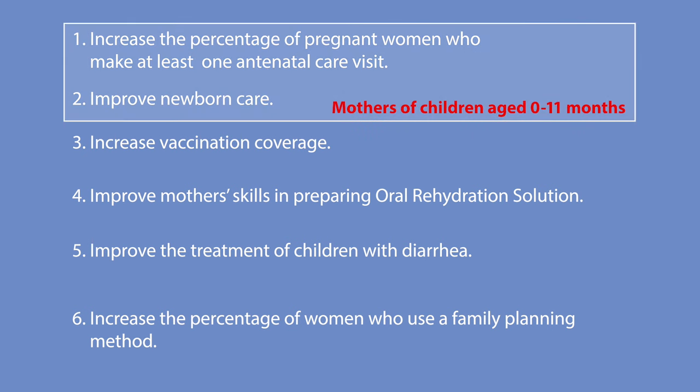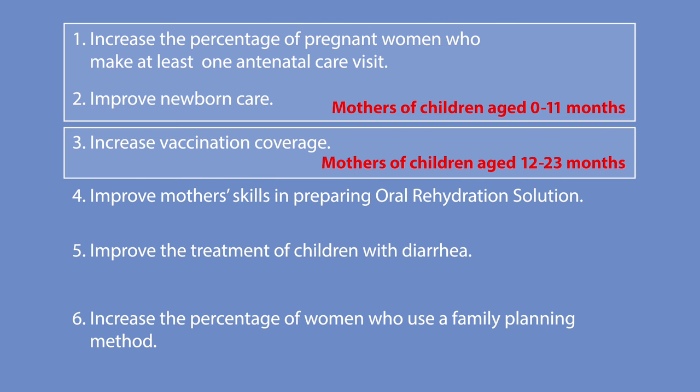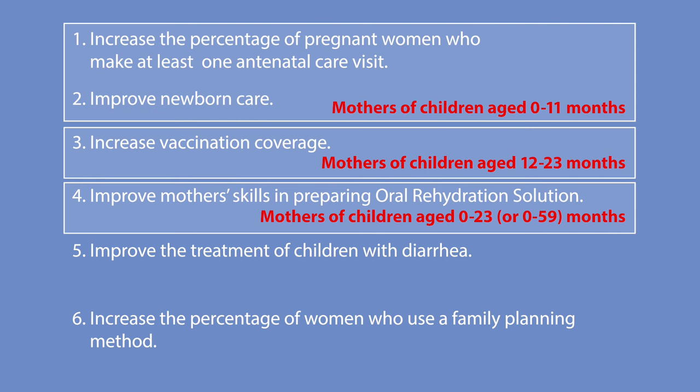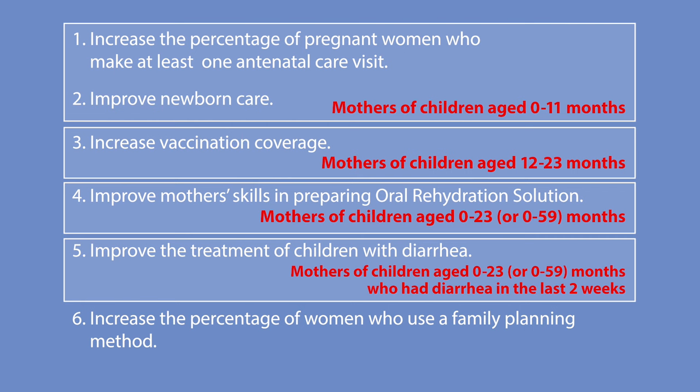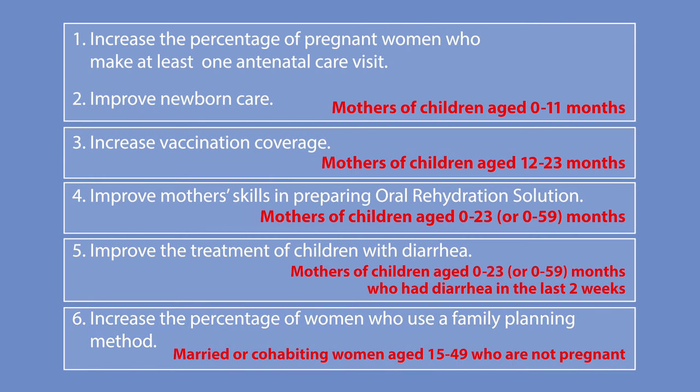Mothers of children aged 0 to 11 months to assess the first 2 interventions. Mothers of children aged 12 to 23 months to assess vaccination coverage. Mothers of children 0 to 23 months or 0 to 59 months of age to assess their competency in preparing oral rehydration solution. Mothers of children 0 to 23 months or 0 to 59 months who had diarrhea in the last 2 weeks to assess whether they were rehydrated properly, and women 15 to 49 years of age who are married or living with a partner and who are not pregnant to assess acceptance of family planning methods. So that's 5 different questionnaires.